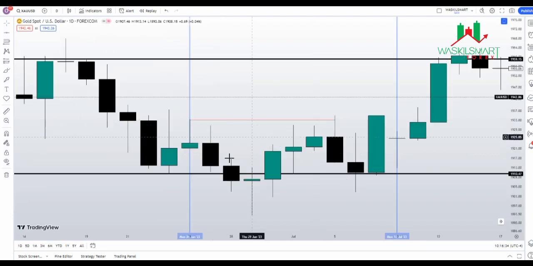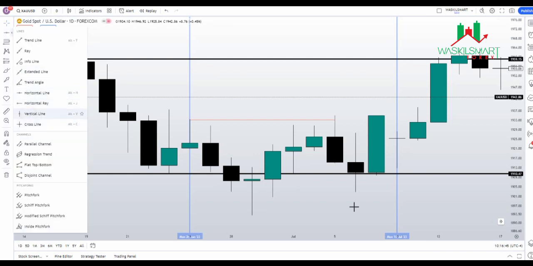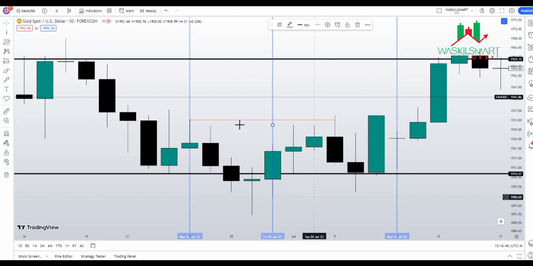Okay, now this is the daily chart. You can see Monday, Tuesday, Wednesday, Thursday, Friday. So now let me demarcate. We have 2 weeks now. Let me demarcate the first week. So this is the first week that we have here.